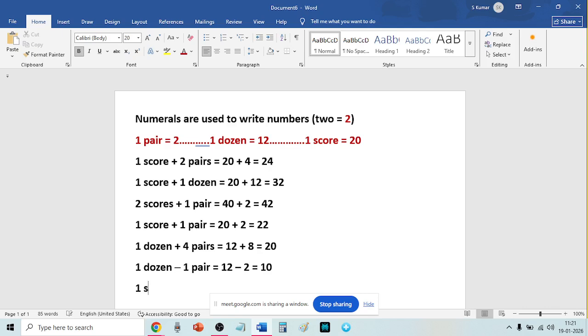1 score minus 1 dozen. 1 score you can see on the top, in the red color I've written. A red font on the top I've written. 1 score is how much? 20. 20 minus 12 is equal to 8. Very good.